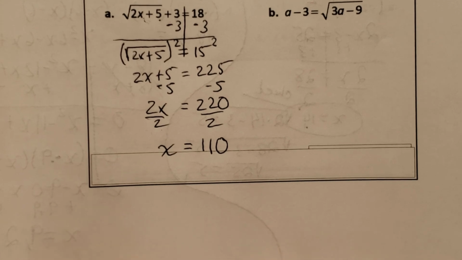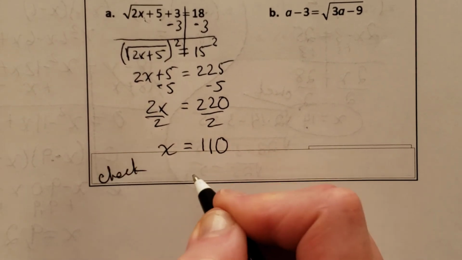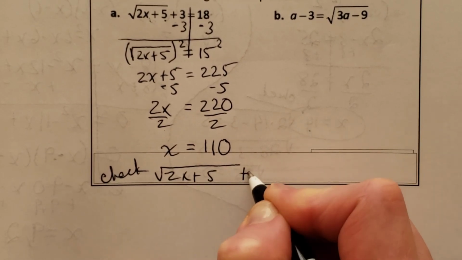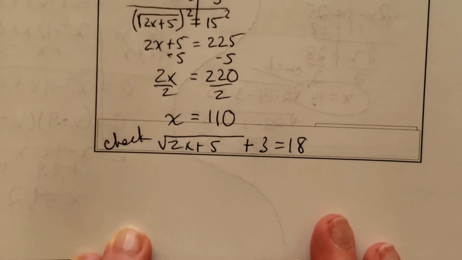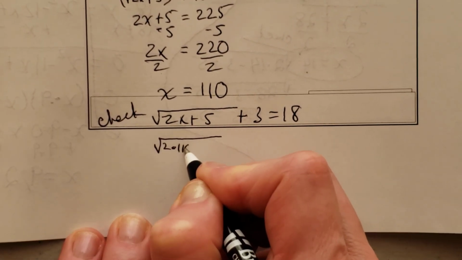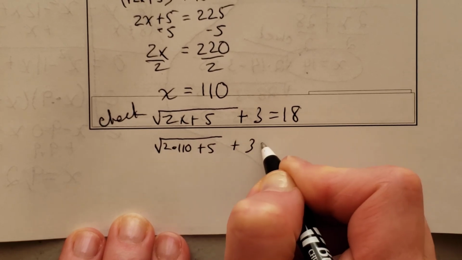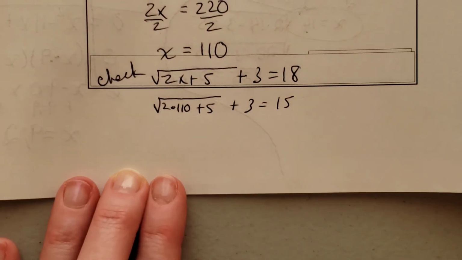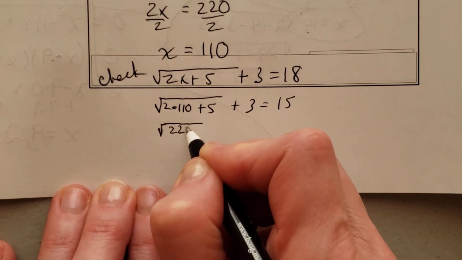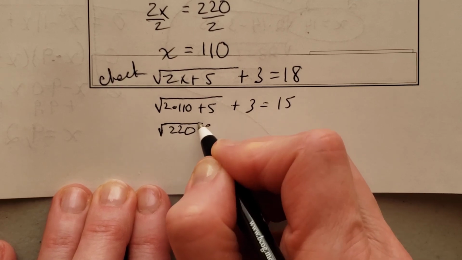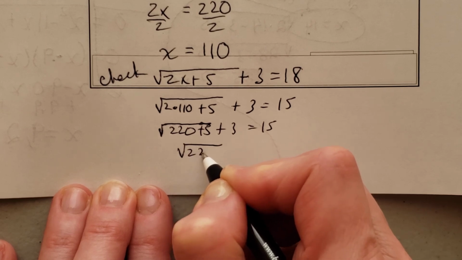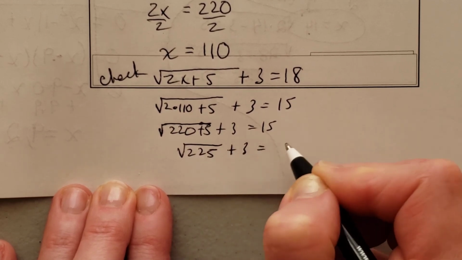All right, so now I'm going to check my answer. So my original was 2x plus 5 plus 3 equals 18. Let's make sure that's true. So 2 times 110 plus 5 plus 3 equals 15. I want to make sure that's right. So 2 times 110 is 220 plus 5 plus 3 equals 115. This says 225 plus 3 plus 15.